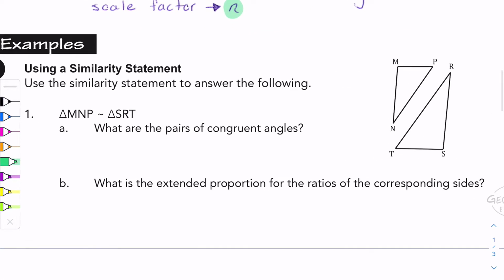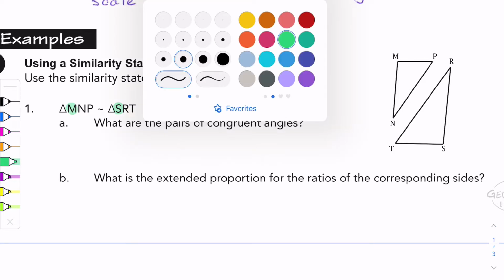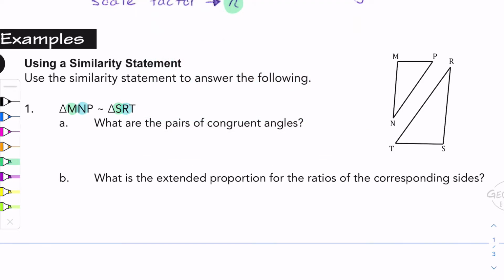In the first example, we need to use a similarity statement to answer the following. We have these two figures, but they're not oriented in the same way. So you can either redraw them if you want to, or you can just use the statement right here in order to answer the questions. Part A says, what are the pairs of congruent angles? I'm going to use the similarity statement here to answer that, because I know that M corresponds with S, N corresponds with R, and P corresponds with T. So I can list all three of those.